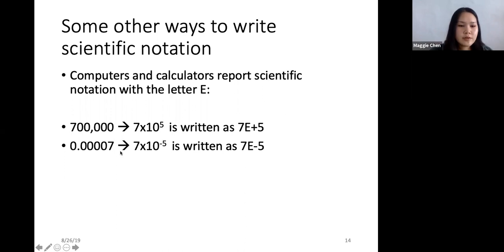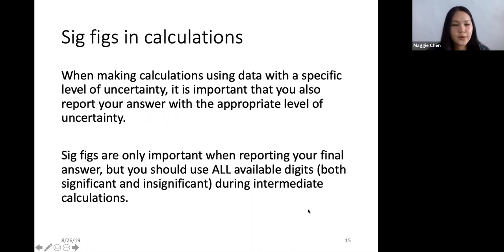And now if we're looking at a really small number, 0.00007, we can rewrite it as 7 times 10 to the -5, or 7e minus 5. They all mean the same thing, but on certain computers or calculators, you would find it as an E instead. Okay, great. So sig figs in calculations.